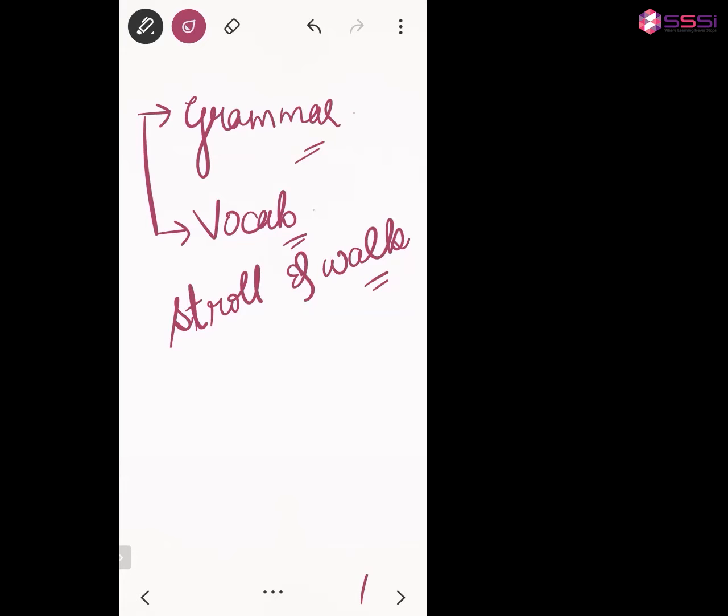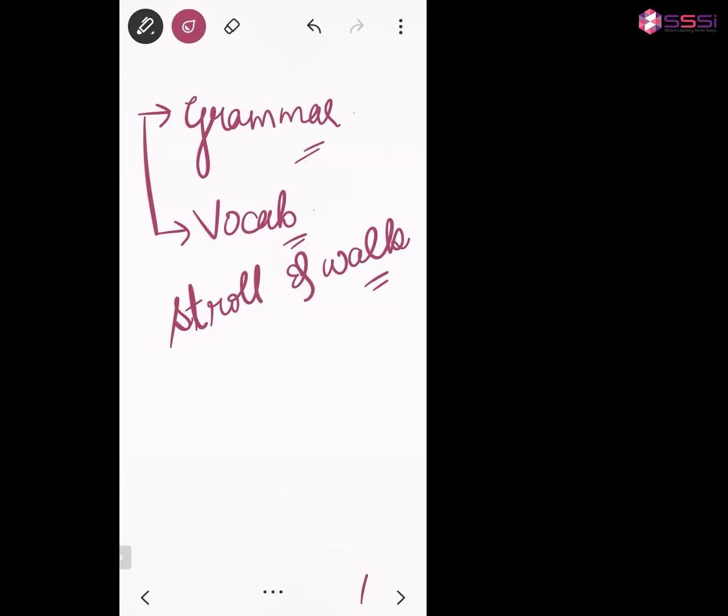For example, if you're just walking ahead, that is a walk. But a special type of walk is known as a stroll. What is this special type of walk? For example, after having your food, generally after lunch or dinner, you move to and fro. You move from point A to point B, and then from point B to point A, then A to B, B to A.